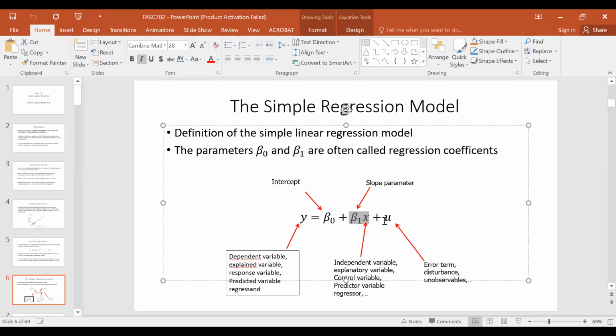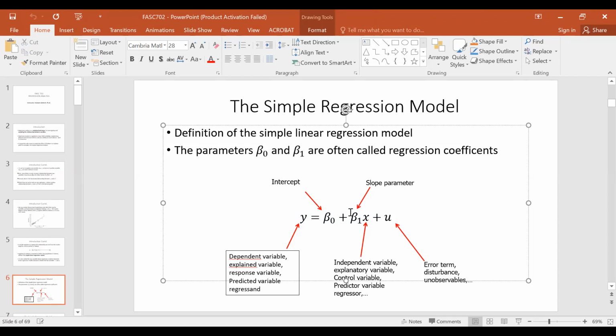Okay, so the U here is supposed to, because there's usually no exact relationship between two variables, the U is supposed to capture all other things that we do not know, or things we know but do not have data on. So it is called an error term.